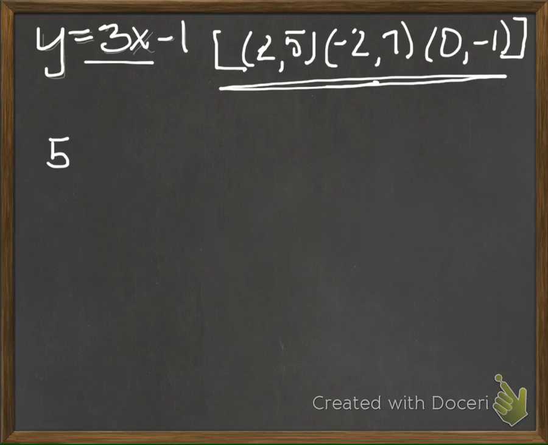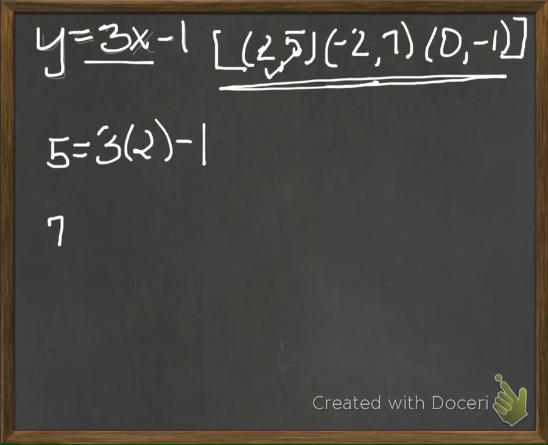So instead of y, I have 5. Instead of x, I now have 2, minus 1. Okay, so 3 times 2 we know is 6. 6 minus 1 is 5. So that works. So we know that 2, 5 is in fact a solution for this equation. Let's try the next one, negative 2, 7.